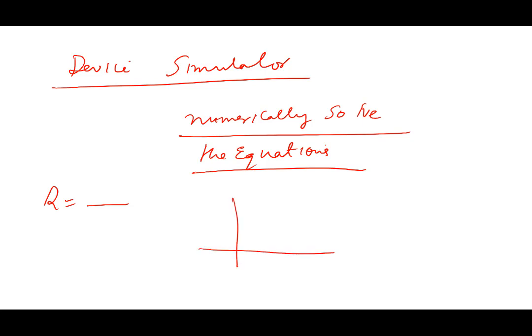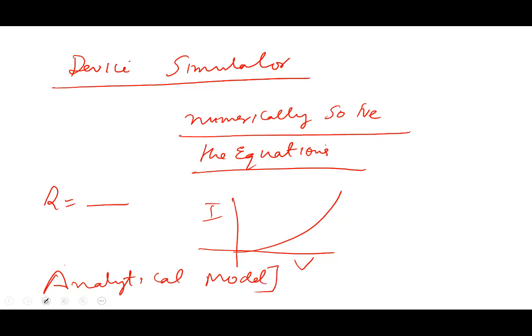For a diode, if I do that, it will give me all of this. But that's not the approach that we would like to take. As I said, our goal is to get an analytical model. We are not looking for an IV graph, simply. We are looking for an analytical model.